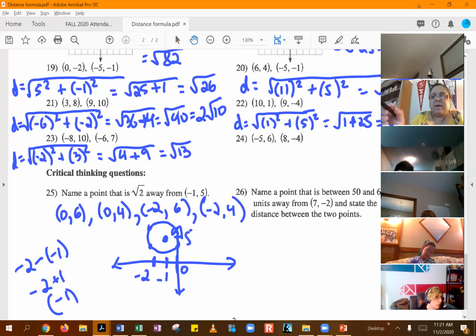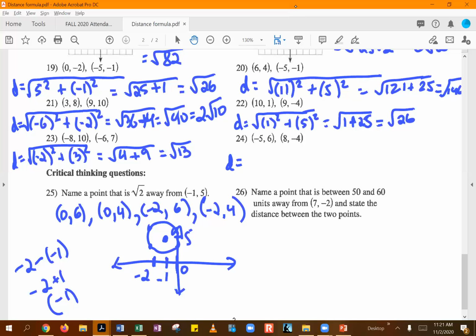Okay, very nice. Mikhail, do you have 24? What did you get for your distance for 24? So for the distance for 24, I got the square root of 69. Square root of 69? And to get that, I did -5 minus 8 squared minus 6 plus 4 squared to get -13 squared minus 10 squared. Oh, you would be adding, not subtracting. Wait, dang it. Okay, whoops. Sorry. That's okay.